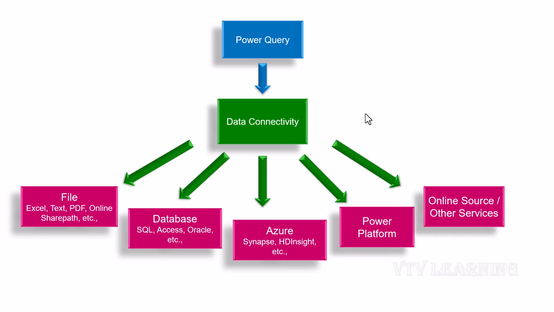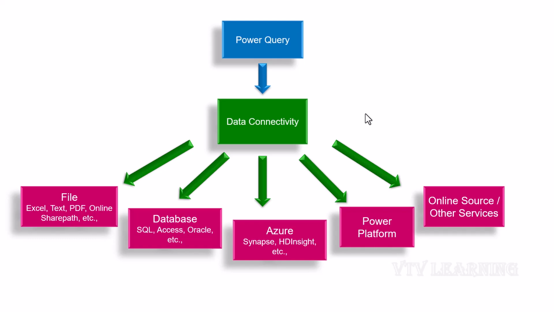We have various sources here. The first one is file, which can be in Excel format, text, or PDF, or it may be available in a share path. The next one is database, which is SQL, Access, Oracle, etc. The third one is Azure, where you can link Snaps or HD Insight, etc. And the fourth one is Power Platform, that is available in Microsoft Power Apps or Power Automate, that kind of things.